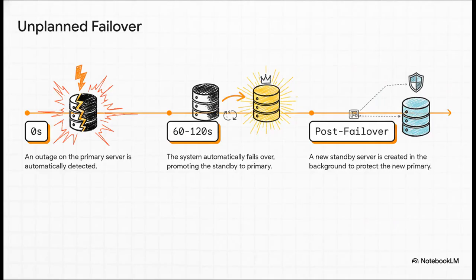Okay, this is where the magic happens. The second the system detects that the primary server has gone down, an automatic process just kicks right in. In about 60 to 120 seconds, so a minute or two, the standby replica is promoted, and it becomes the new primary. Your app reconnects, and honestly, your users probably won't even notice anything happened. And get this, in the background, the system is already spinning up a brand new standby to protect the new primary. It's this incredible self-healing process.